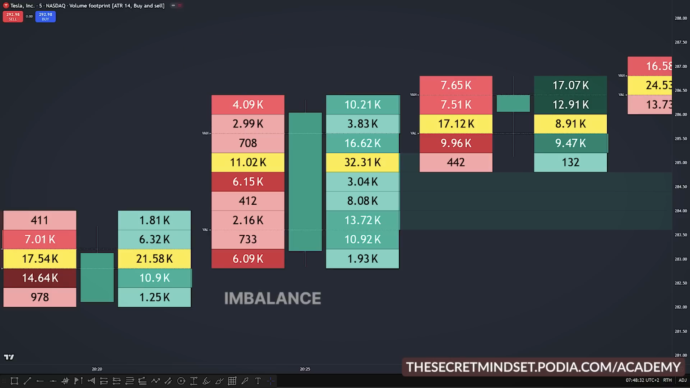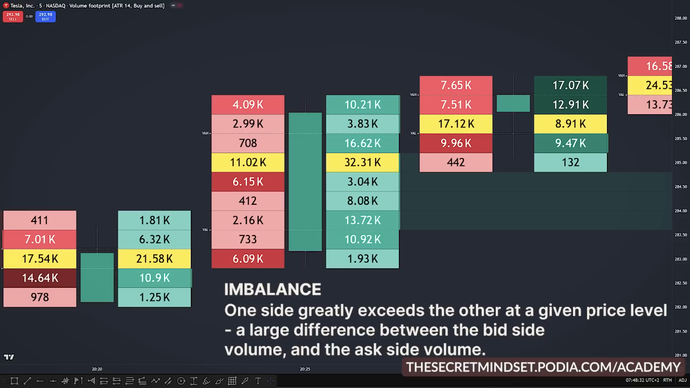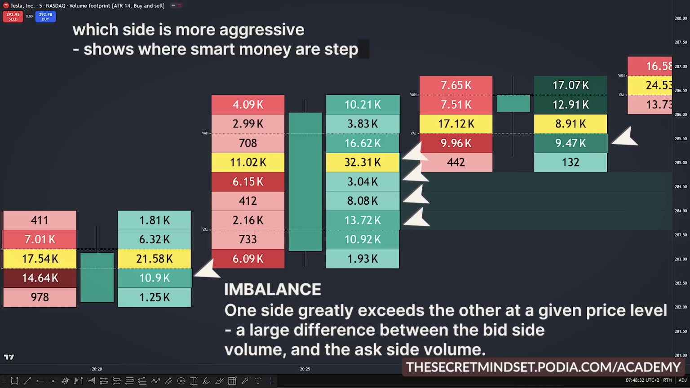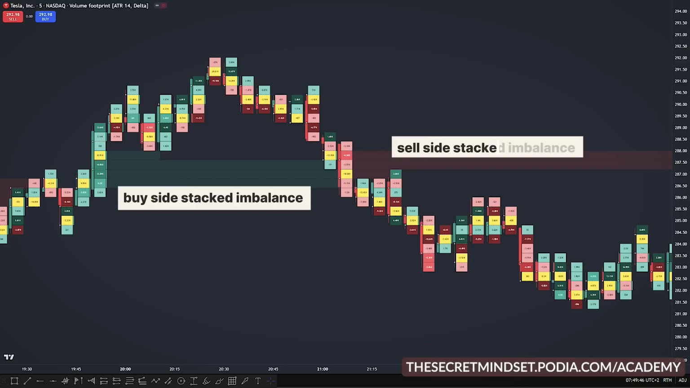Imbalances come into play here. An imbalance occurs when one side greatly exceeds the other at a given price level. On a footprint chart, that might appear as a large difference between the bid side volume and the ask side volume. This gap can hint at which side is more aggressive. It can also reveal if big participants are stepping in with size. In a fast-moving uptrend, repeated buy imbalances can reinforce the bullish pressure. If you see repeated sell imbalances, you might guess that big participants are forcing price lower.